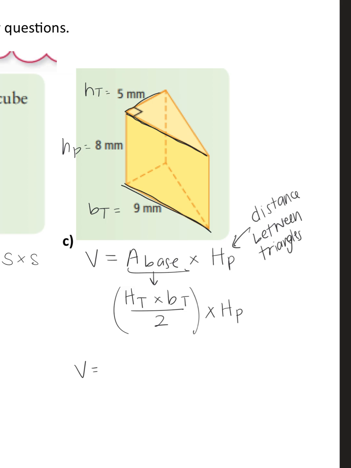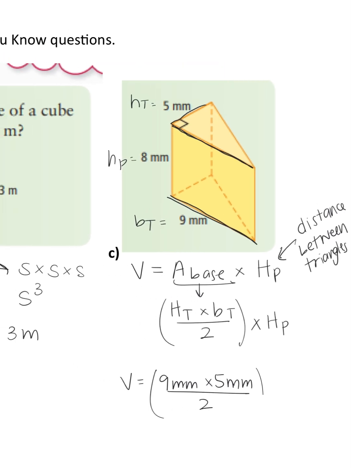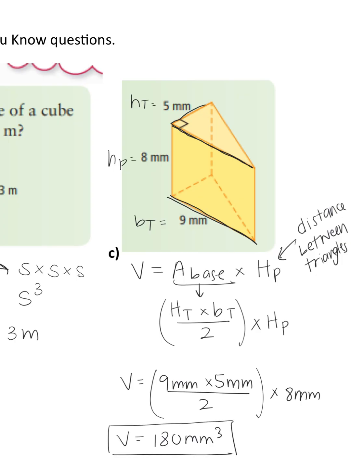So here we're going to take the base of the triangle, which is 9, times that by the height of the triangle, which is 5, divide that by 2, and then we'll multiply that by the height of the prism, which is 8. And we end with 180. And then always making sure that we've included our units cubed and that our final answer is clear.